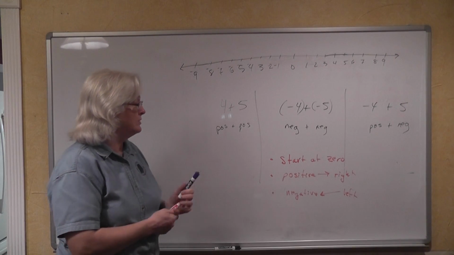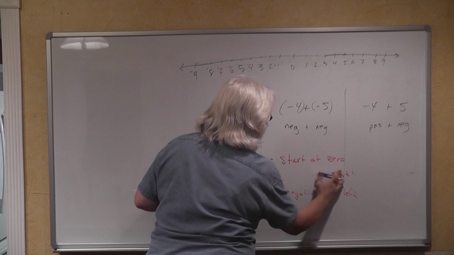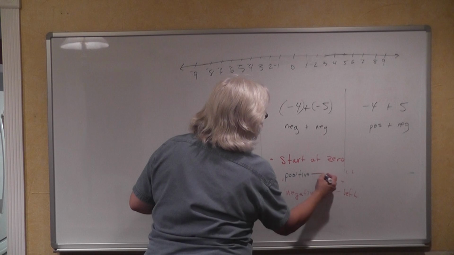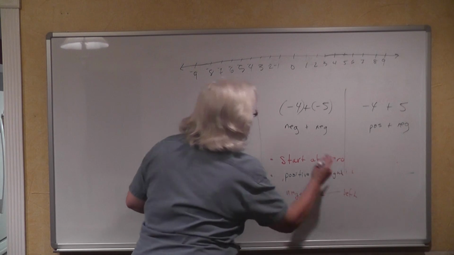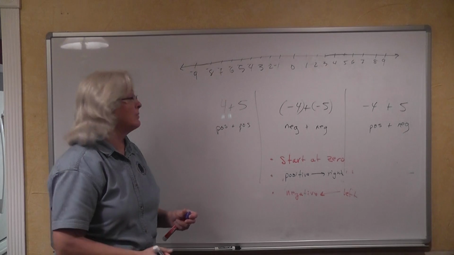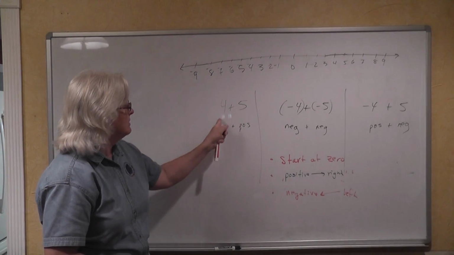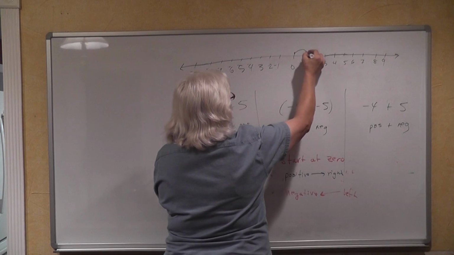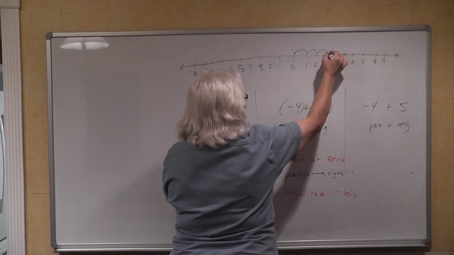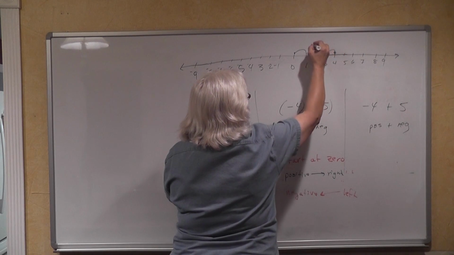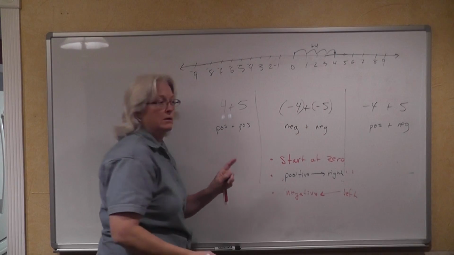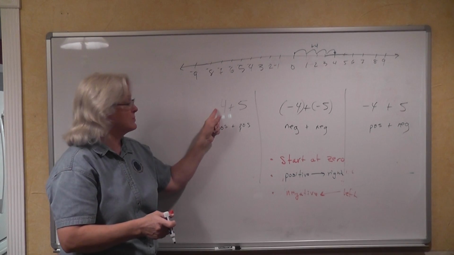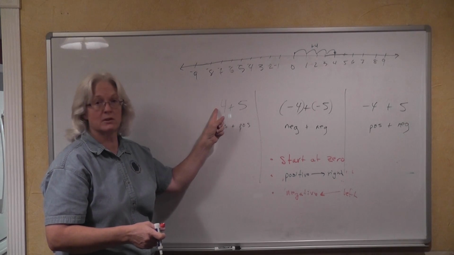So I'm going to use blue for positive, and I'm going to use red for negative. I'm going to illustrate these three addition problems here for you. We're going to start at 0, and it says go 4 units to the right. 1, 2, 3, 4. We don't have a plus sign that you can see in front of the 4, but you know that's a 4. So we're going to start at 0. We go 4 units to the right.